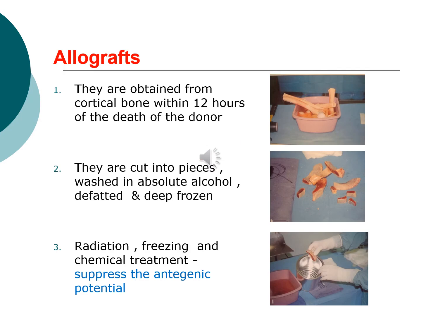This is the way allografts are obtained and prepared. They are obtained from cortical bone within 12 hours of the death of the donor. They are cut into pieces, washed in absolute alcohol, defatted and defrozen, and exposed to radiation, freezing, and chemical treatment. All these things are done to suppress the antigenic potential of the graft.